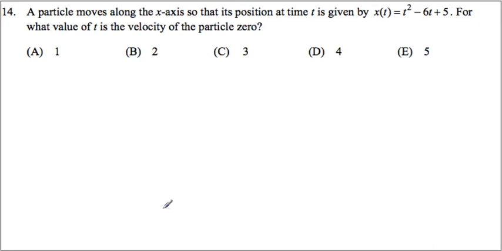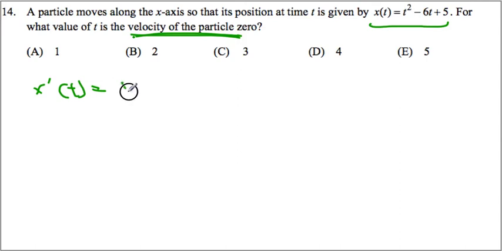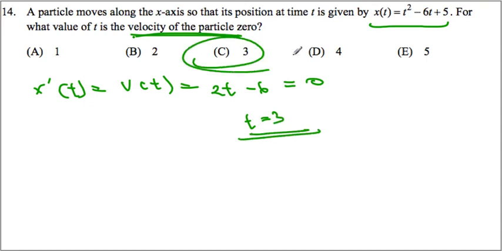Number 14. The particle moves along the x-axis so that the position at time t is given this way. For what value of t is the velocity of the particle equal to 0? That means we're looking at x prime of t, which must be equal to the velocity of t. Taking the derivative, we get 2t minus 6 has to be equal to 0. Then obviously t will be equal to 3. Therefore, our final answer becomes 3.